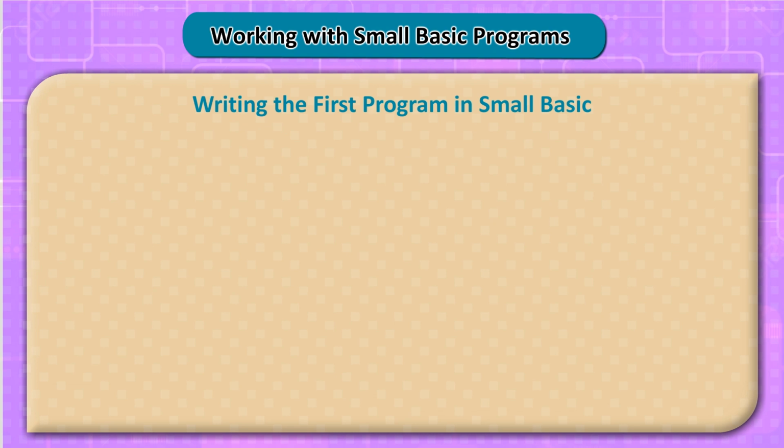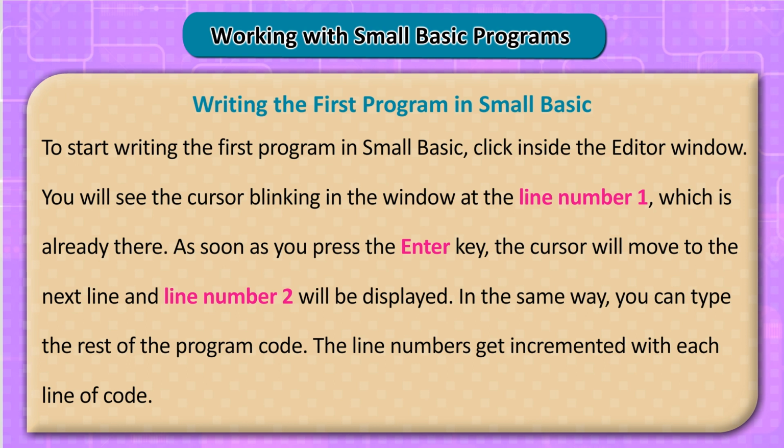Writing the first program in Small Basic. To start writing the first program, click inside the editor window. You will see the cursor blinking in the window at line number 1, which is already there. As soon as you press the Enter key, the cursor will move to the next line and line number 2 will be displayed. In the same way, you can type the rest of the program code. The line numbers get incremented with each line of code.